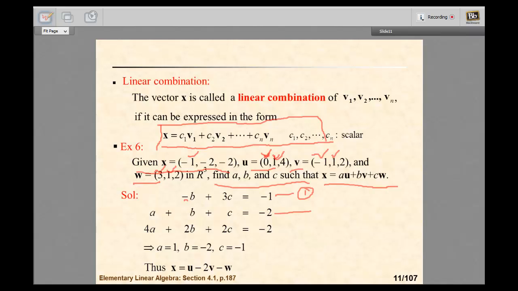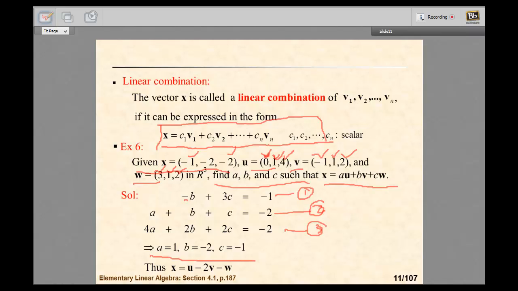So you write the second equation of the second element. Then for the third element, 4a, 2b, and 2c is equal to minus 2. So this is the third equation for the third element. So when you solve these three equations in three unknowns a, b, c, you will find the value of a is equal to 1, b is equal to minus 2, and c is equal to minus 1.